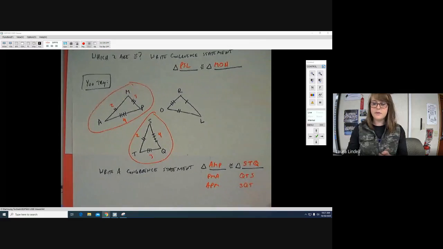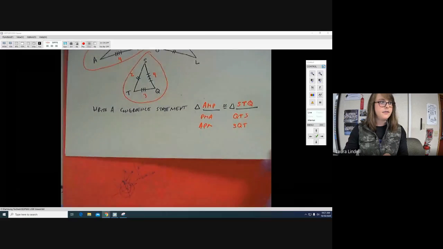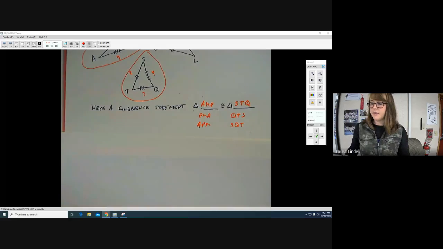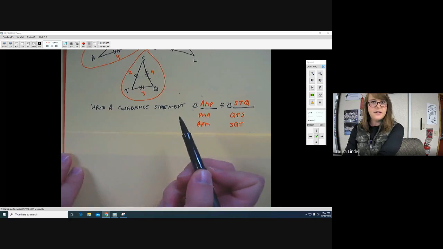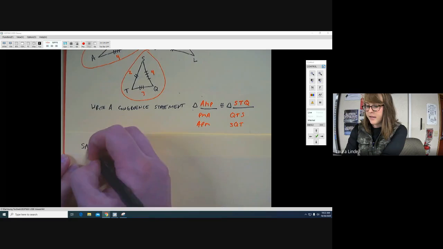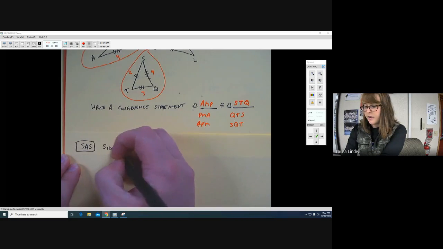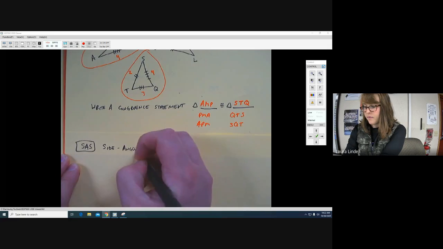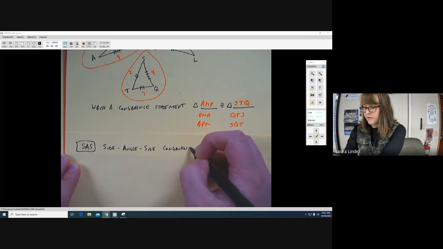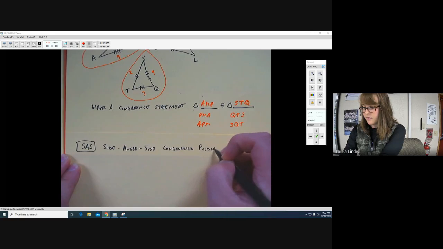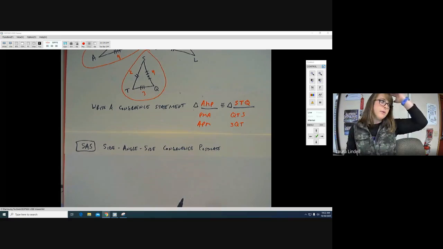So the next one that we need to do is SAS. And SAS congruence is going to have some similar things to SSS congruence. And it's also, I think, slightly easier to write congruent statements for. Not necessarily easier to identify, but anyway, SAS stands for side, angle, side congruence postulate. Side, angle, side congruence postulate.